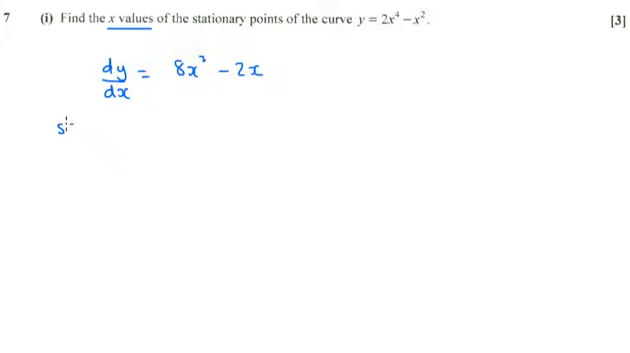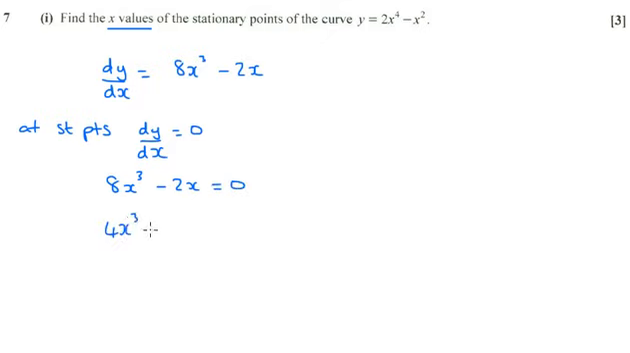So we know at stationary points that dy by dx is equal to 0. We've got a cubic to solve, which we normally wouldn't do until we get to C3, unless we have a common factor of x, which we do. So we can take that, in fact, we can divide by 2 first to make the equation a little bit smaller. So 4x cubed, take away x is equal to 0. As I said, take that x term out.